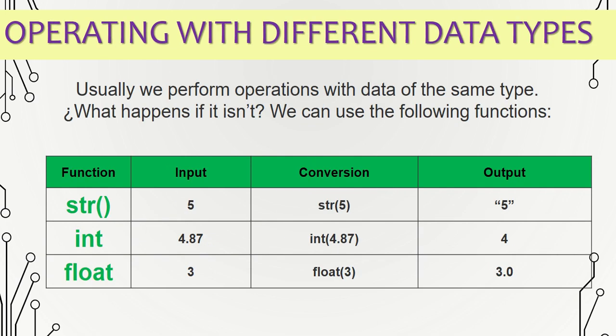What happens if I don't have the types that I want? For example, if I have an input that gave me a 5 as a string and I want to do math with it, I will have to use integer of 5 of these 5, and it will give me an integer number. We can play with this one way or the other. If I use the float of 4.87, it will give me 4.87. But if I use the integer of 4.87, it will give me only a 4.